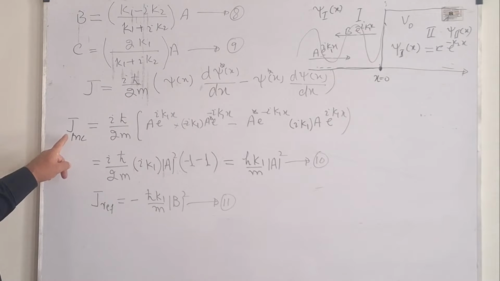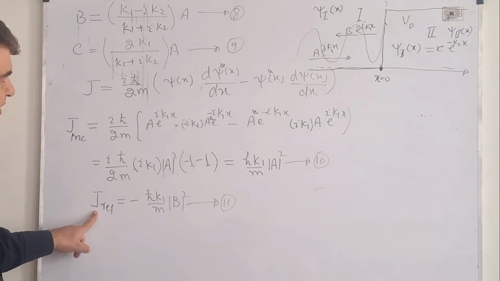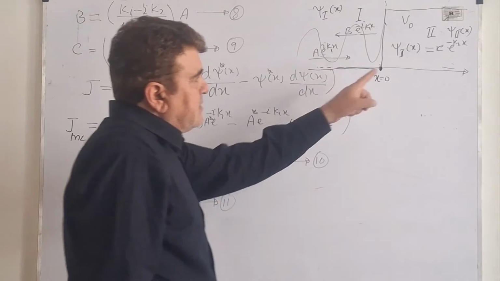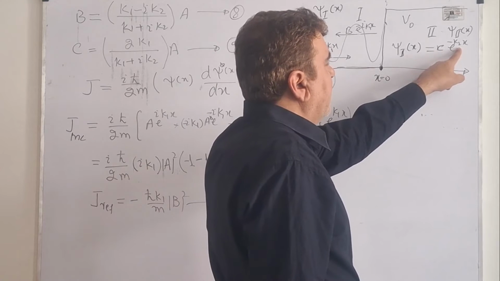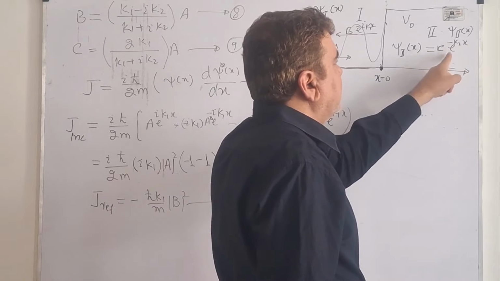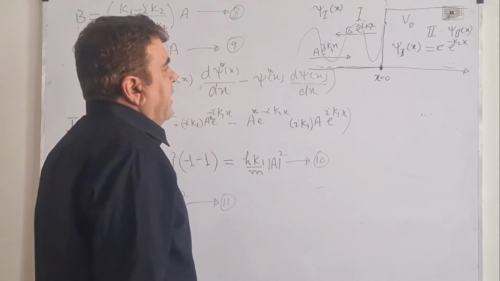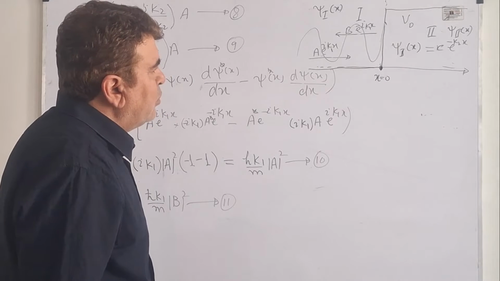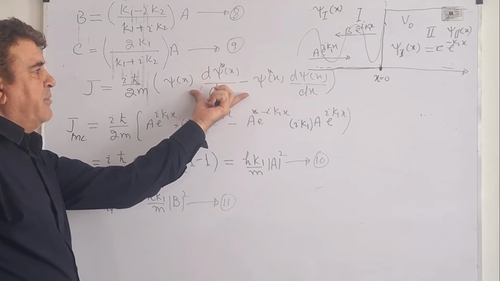So we have the value for the current density of the incident wave, the value for the current density of the reflected wave, and if we look over here, the transmitted wave is real because K2 is a positive constant and x is positive, therefore this is a real wave function. And for a real wave function, we know that the current density goes to 0.